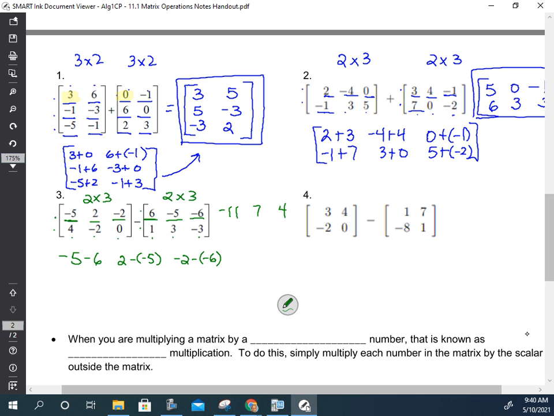All right, second row. 4 minus 1 is 3. Negative 2 minus 3 is negative 5. 0 minus negative 3 is 3. Here's your matrix. Taking two tables and adding them together. So we will, in this case, subtract.